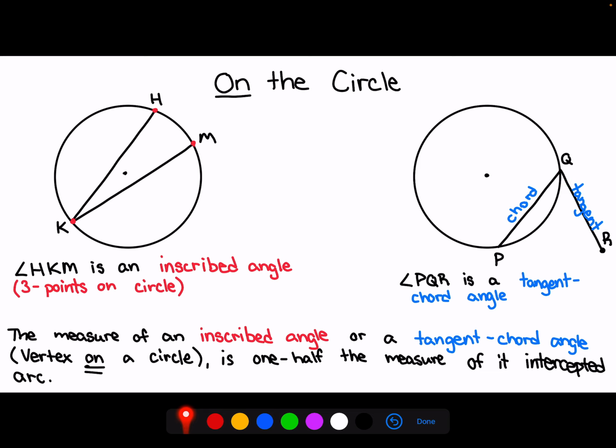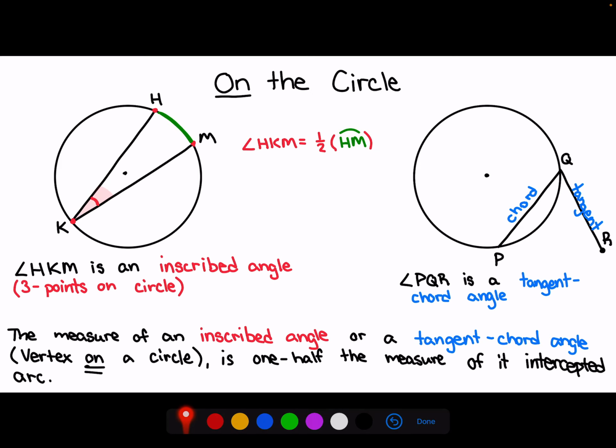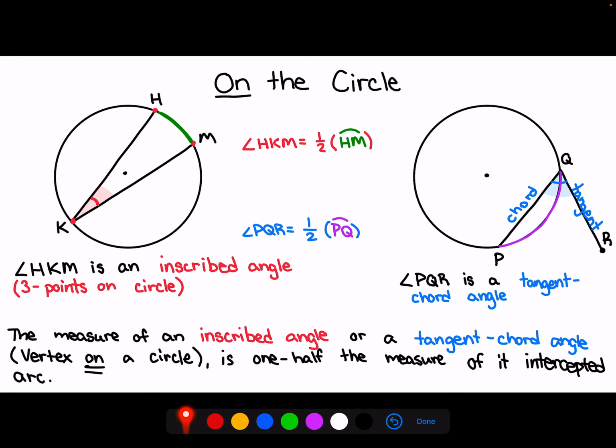So therefore, we have a couple different equations for this. We have angle K is equal to 1/2 of arc HM, whatever that degree amount is. And then we also have angle Q is equal to 1/2 of arc PQ. So those are the two equations that we can see. And of course, I tried to color coordinate it.